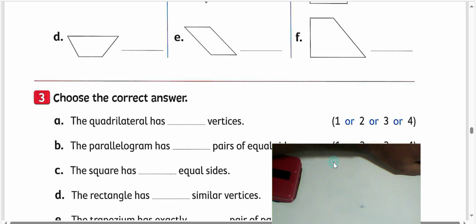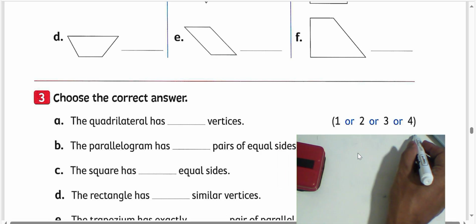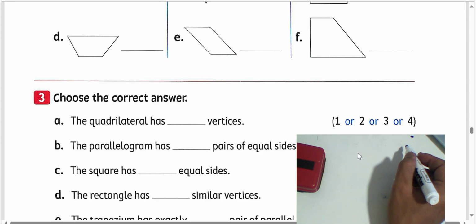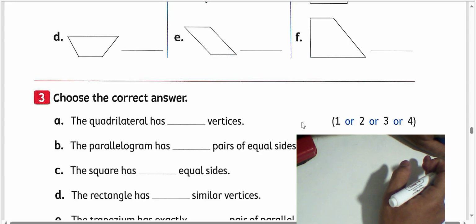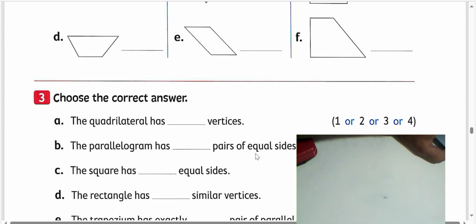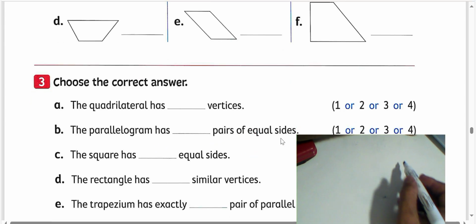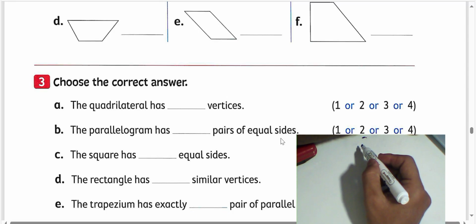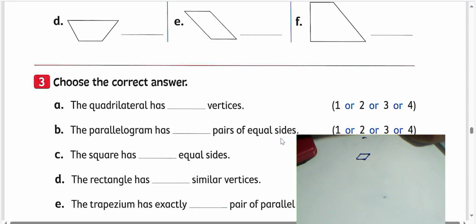Quadrilateral has four vertices. The quadrilateral has 4 vertices. Choose 4. And question letter B. The parallelogram has 2 pairs of parallel sides. Parallelogram, like this, we called it parallelogram, has 2 pairs of equal sides.